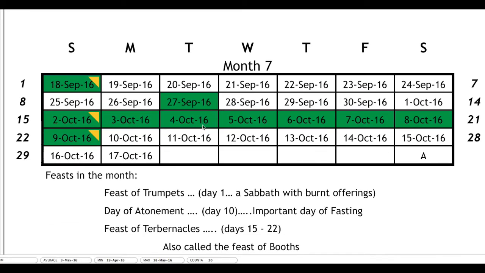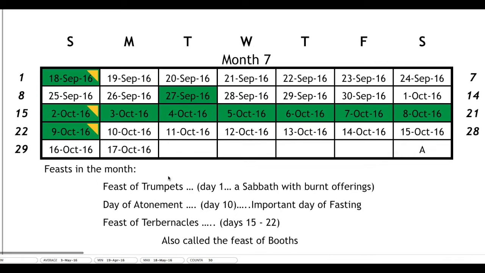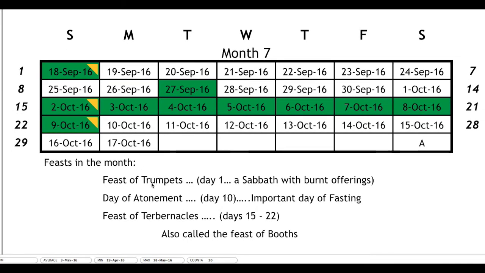In the 7th month, the first day of the 7th month is the Feast of Trumpets, day 1. It is a Sabbath with burnt offerings. The first day of the 7th month in this 2016 Gregorian calendar will fall on the 18th of September. It is a Sabbath and it's the Feast of Trumpets. So you have it on day 1.